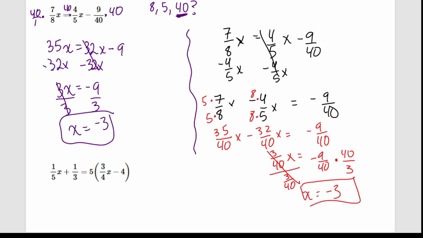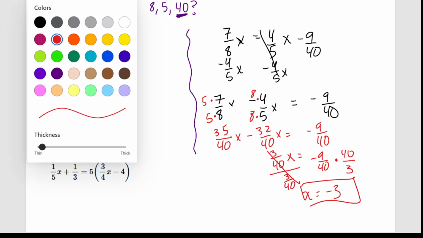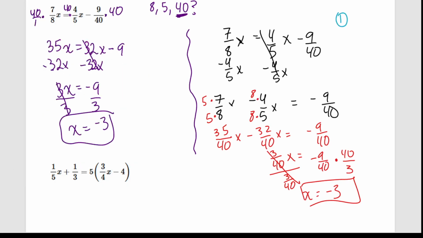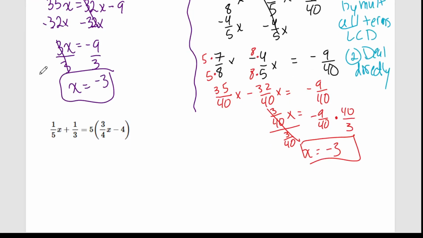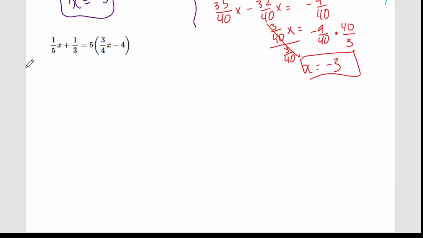Again, either of these methods is fine. To recap, you either want to clear all denominators by multiplying all terms by the least common denominator, or just deal directly with the fractions and make sure you're doing your fraction operations okay. Either way is fine, and either way will still get you to the right answer. So with that in mind, let's actually distribute first, and then I'm going to have you try this next one yourself.